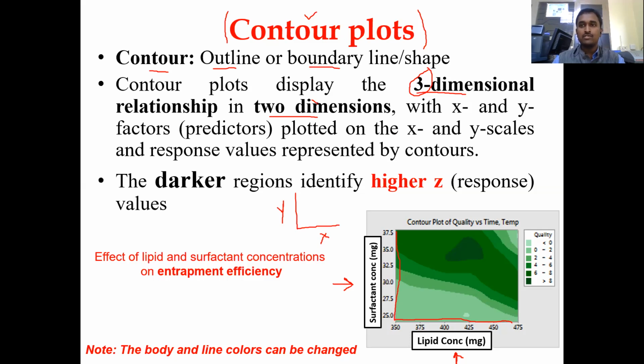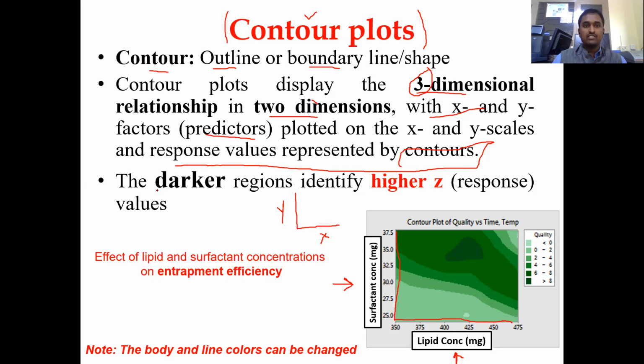Actually, this graph is a two-dimensional graph, but it is talking about three relationships: factor one, factor two, followed by the one output variable. Whatever the number of factors, you can see only one response at a time. The x and y axes are the predictors, meaning the factors, and the response values are the contours, meaning boundaries. So the responses you see in the form of boundaries, and the influence of factors you see on the x and y axes.